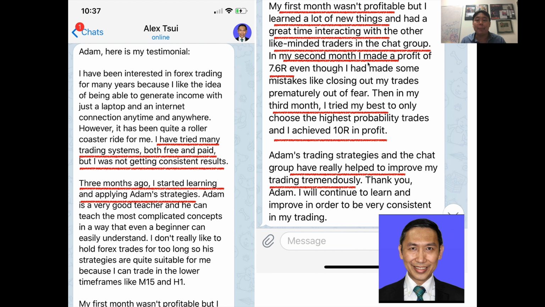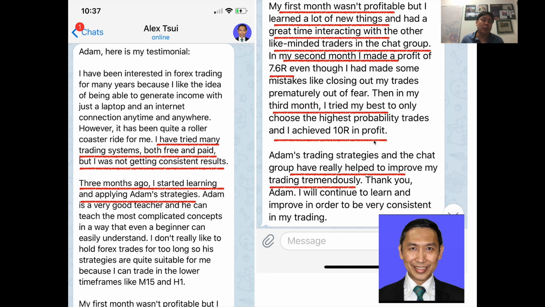In my second month, I made a profit of 7.6R, which is about 7.6% if he's risking 1%. Even though I made some mistakes like closing up my trades out of fear, all right? But my third month, I managed to achieve a 10R in profit, which is 10% return.